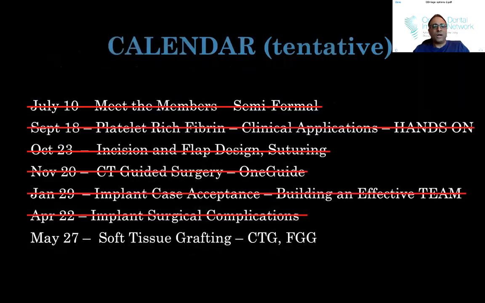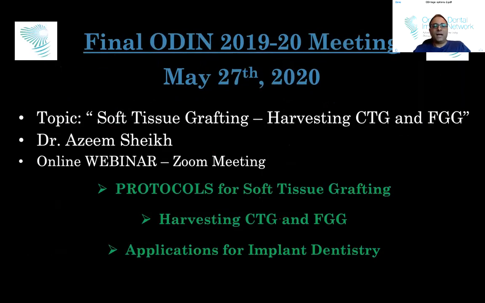And as you know, our next meeting, our webinar, is going to be on May 27th. It'll be on grafting. So if you have any questions, you can email me and I can try to make sure I cover those points like I did today. As I mentioned, we'll talk about protocols, harvesting, and then applications for implant dentistry in particular, because we're an implant study club. We'll talk about soft tissue grafting in general, but how it applies to implant grafting. I think we're going to keep it really simple, but hopefully develop a protocol that you can do and start getting into this, because there's a huge need for soft tissue grafting.